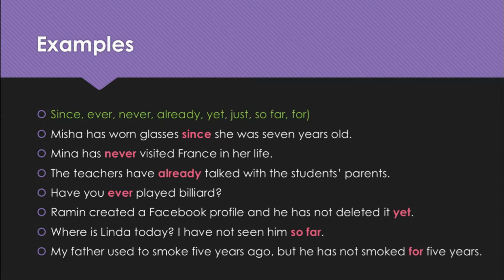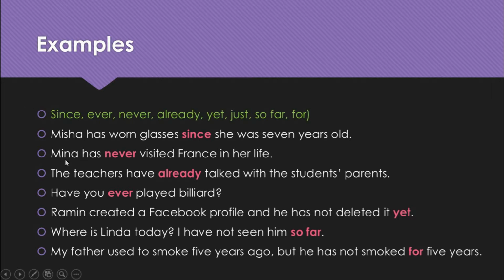So the meaning of this sentence is very important. Past perfect and present perfect, both of them are all about the meaning. What does this sentence mean? This sentence means that Misha is now probably 10 years old or more, and she has been wearing glasses since she was 7. So when she was 7, she started wearing glasses, and she continued doing so until today. So it's a duration. The impact is from when she was 7 up to date.